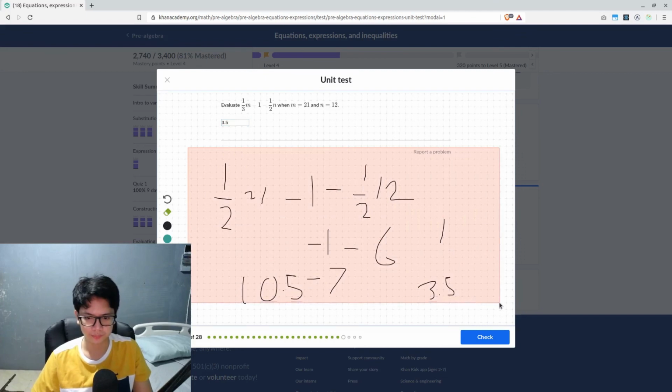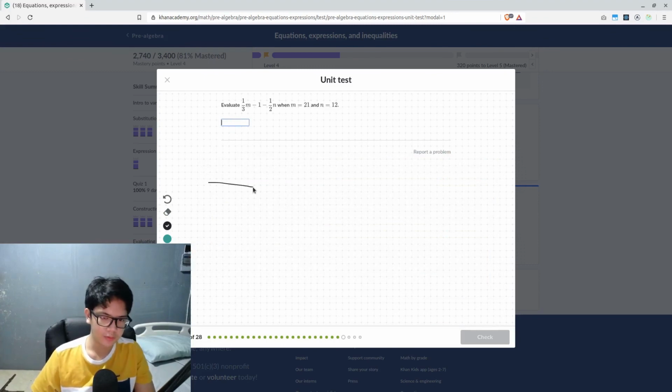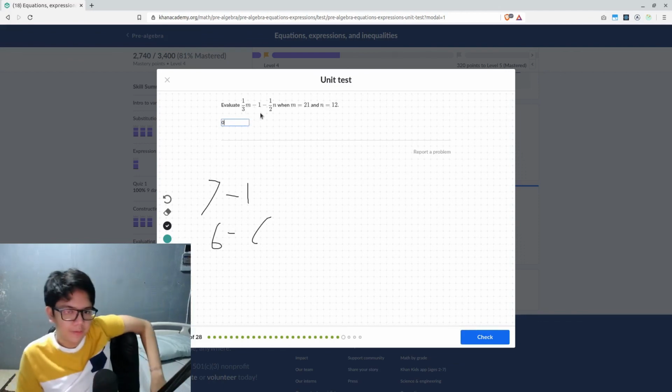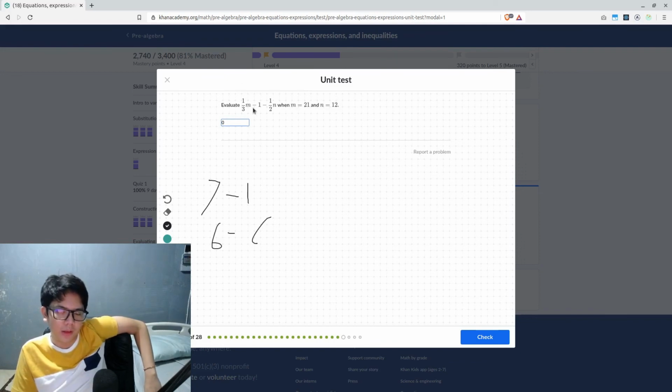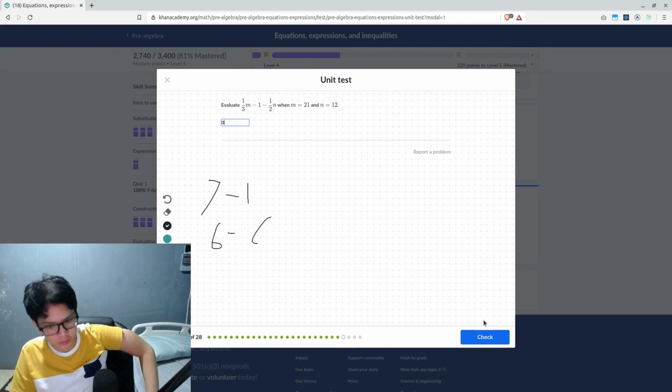Let's do this again. Oh, this is 1/3. Oh my god. 1/3. So we have 21 divided by 3 is 7. Minus 1, that's 6. Minus half of 12. Oh, 0. I got 0. Cool. One more time. A third of 21 is 7, minus 1 is 6, minus the half of 12 is 0.